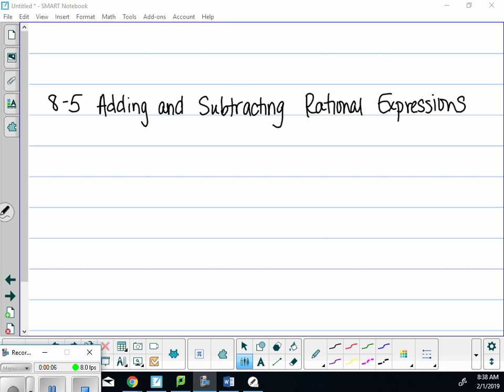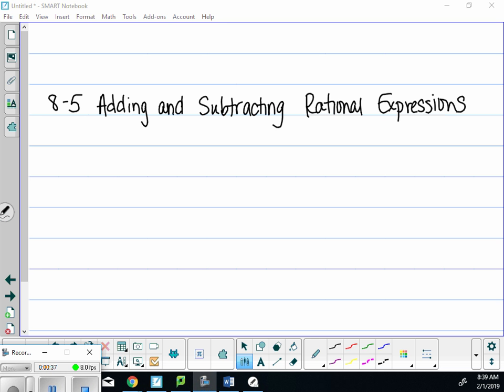Adding and subtracting rational expressions. Rational expressions are just complicated fractions, right? So when we talked about multiplying and dividing, we treated them just like we would fractions. Cross-reduce as much as we could, deal with what was left. When we are adding and subtracting fractions, in order to add and subtract, you have to have a common denominator.